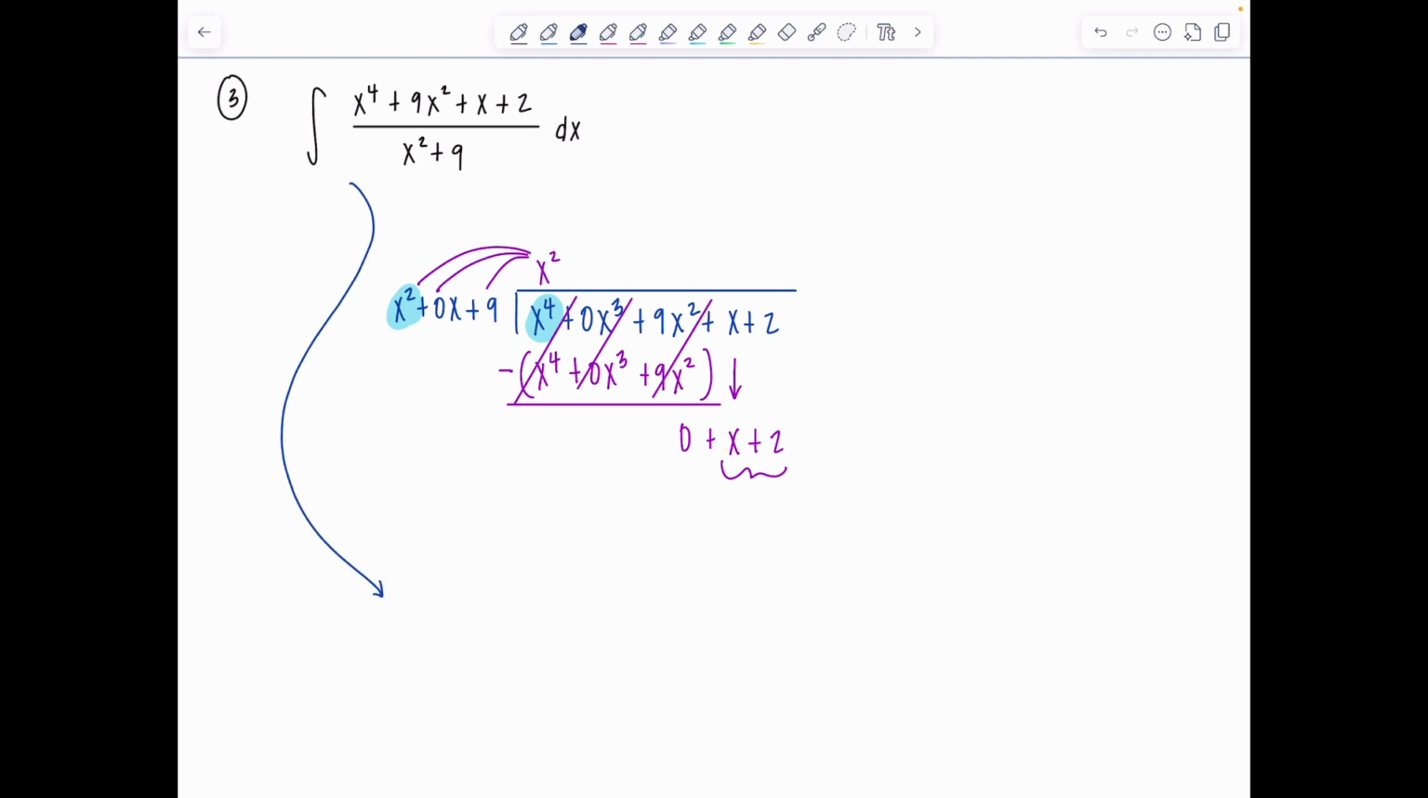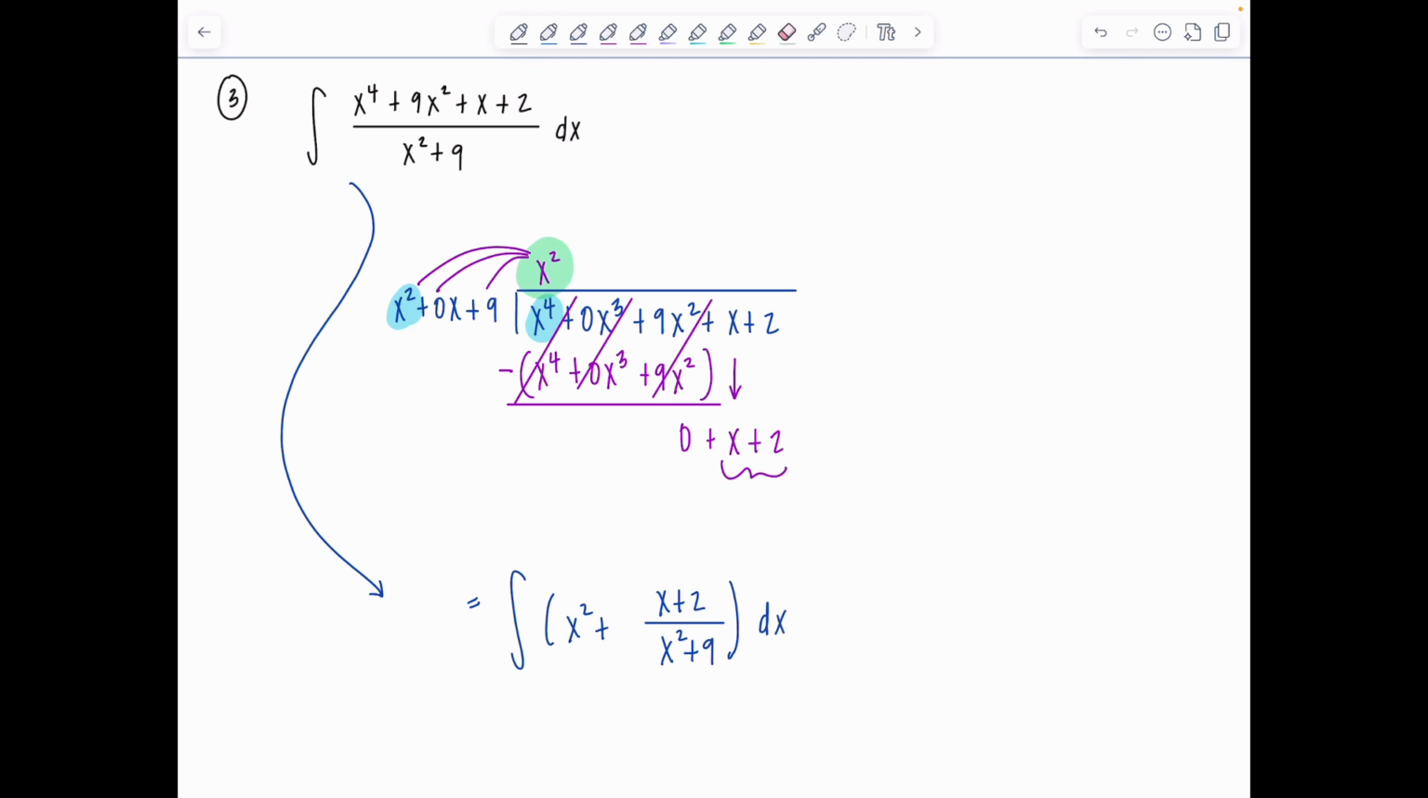So now let's just rewrite our integral. We have x squared plus the remainder, x plus 2, over the divisor, x squared plus 9 dx. Good?